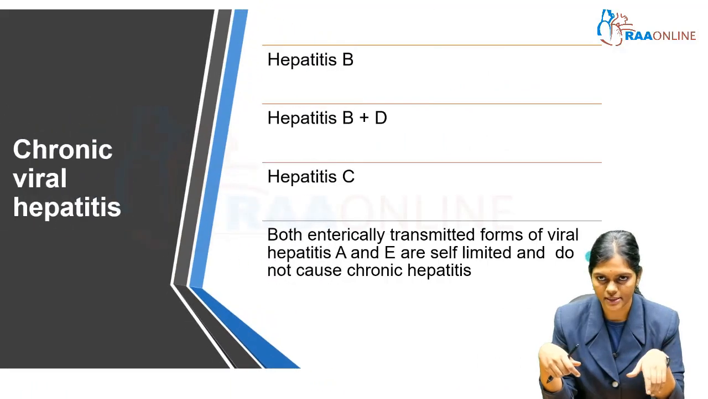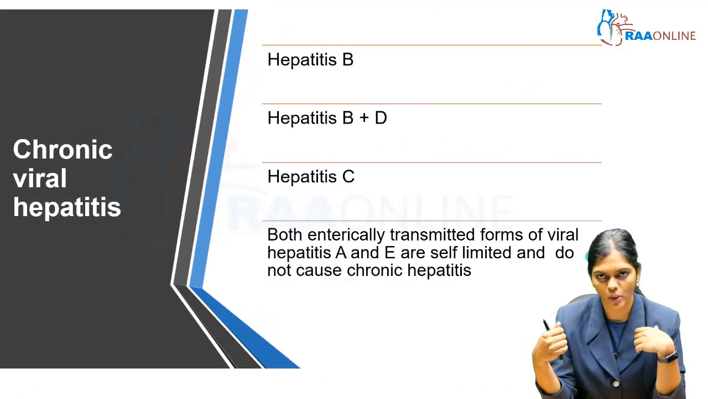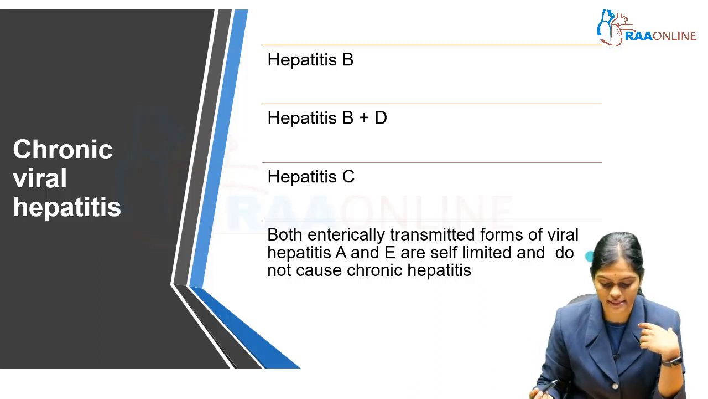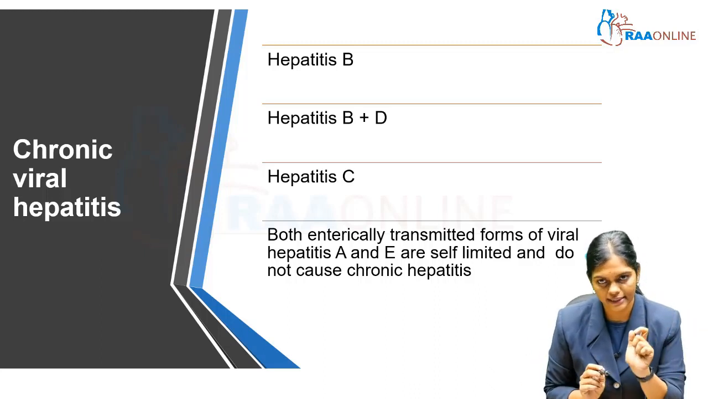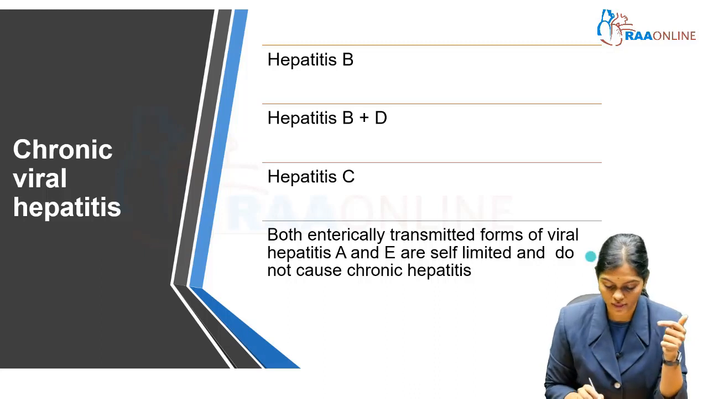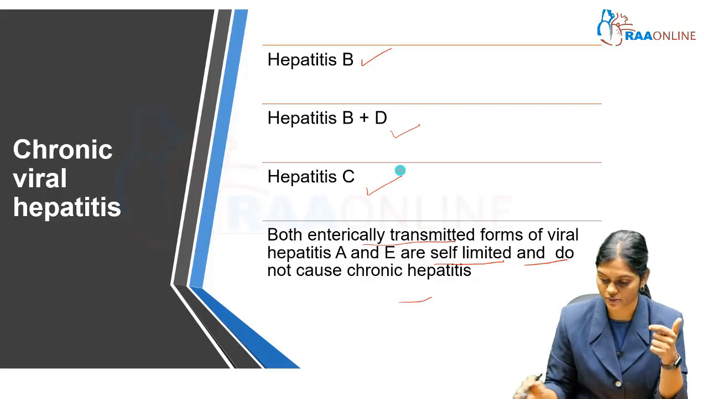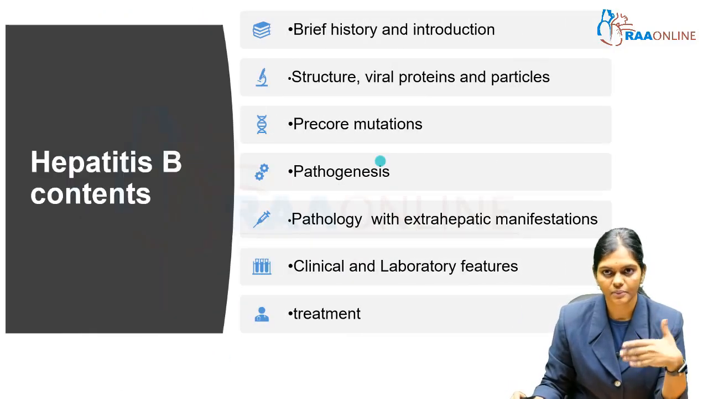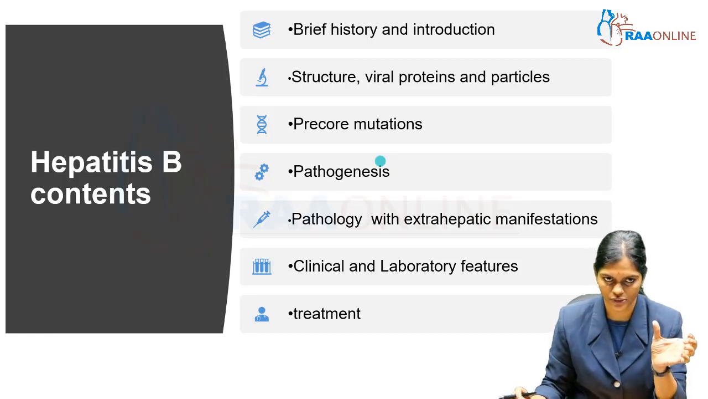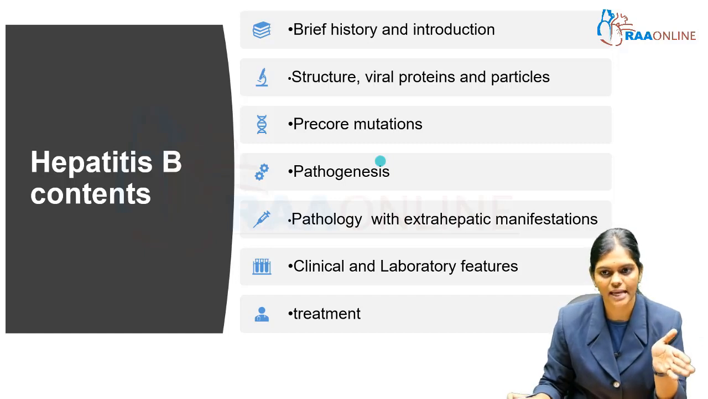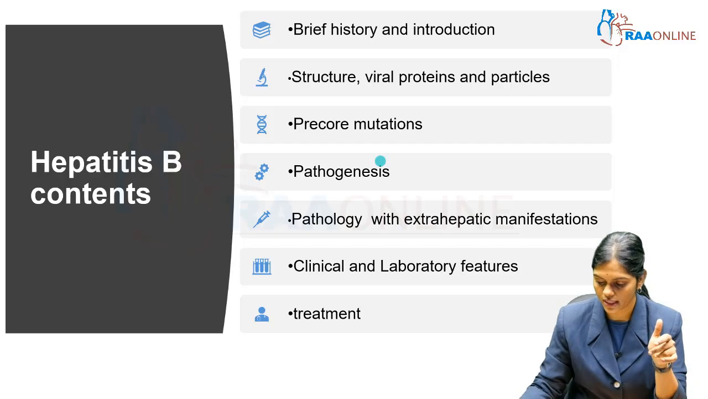So chronic viral hepatitis, the burden of hepatitis comes mostly from the chronic viral hepatitis. So that is why we'll be dealing with that in detail. Anyway, hepatitis A and E, they do not have chronic forms. So both are enterically transmitted, which means fecal-oral route, and they are very much self-limiting and they do not cause any chronic hepatitis. Whereas hepatitis B plus D and hepatitis C, all these cause chronic infections. So these are the things that we'll be covering today. Brief history, structure and viral proteins, what is a precore mutation and what is an escape mutation. We'll be dealing a little bit about the pathogenesis and clinical manifestations and treatment of hepatitis B.